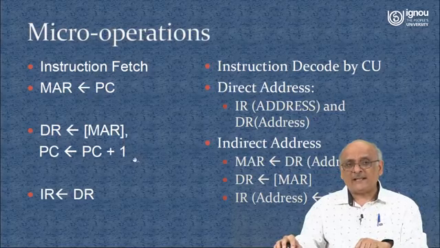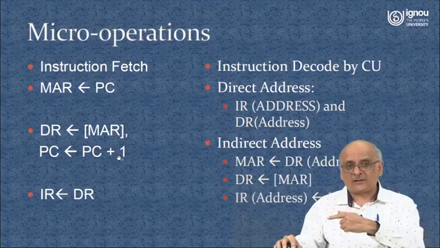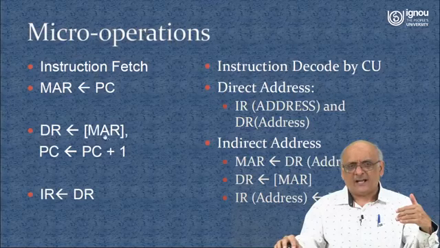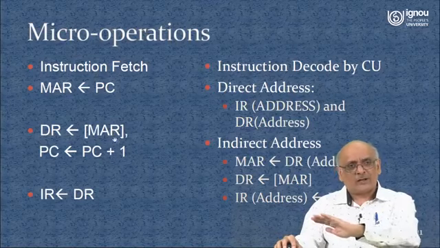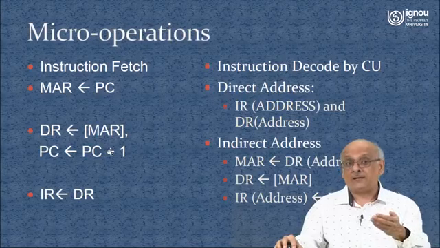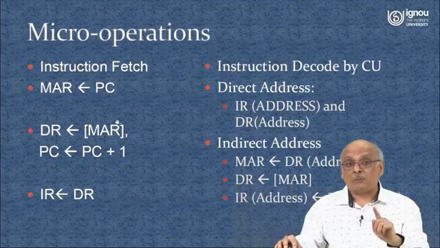Alright, so PC gets incremented to the next instruction, because this instruction has now been fetched to the DR register. Address has already been put, so I don't need to worry about it. So increment the PC in parallel, right? These two operations can be performed in parallel, during the same time.